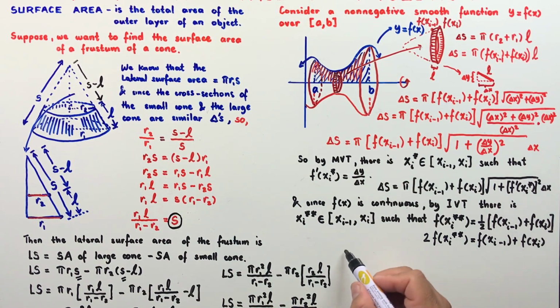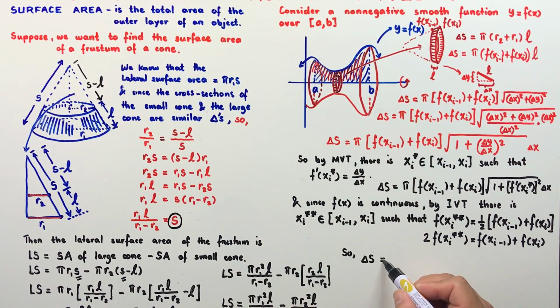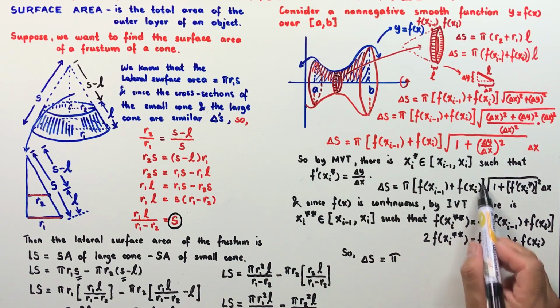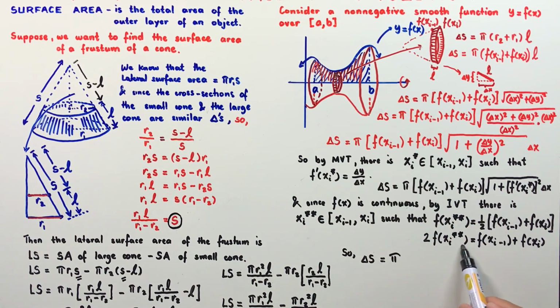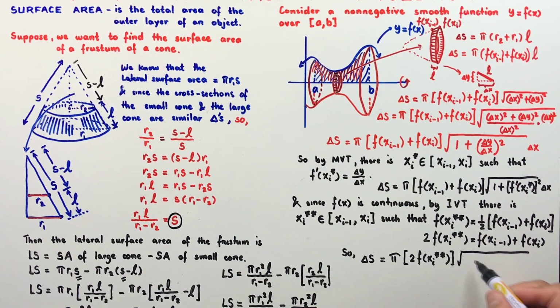So therefore, our incremental surface area is equal to pi, this one, times this one. But this one is equal to this. So instead of writing that one, I will write times 2 times f of x sub i double asterisk here. And this will be multiplied by the square root of 1 plus the square of the derivative of the function at x sub i single asterisk here.